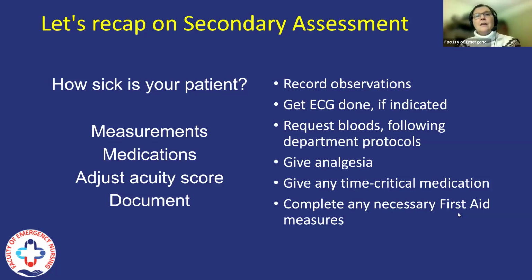So the secondary assessor is the one across those things, and then any necessary first aid measures. So time to get a wound a quick wash and clean up and a bandage on. Time to say, right, this is where your leg needs to be held up or your arm needs to be up in a sling or whatever.